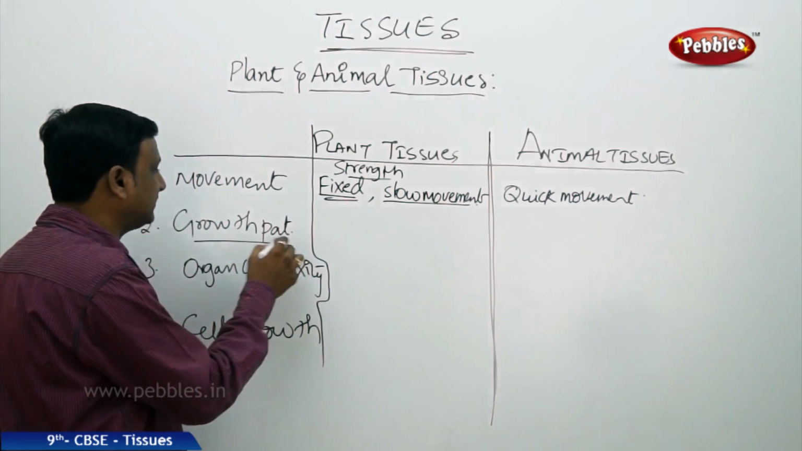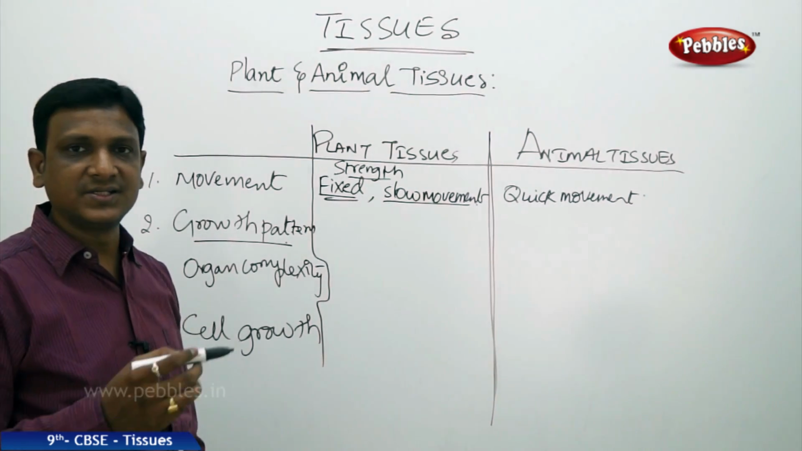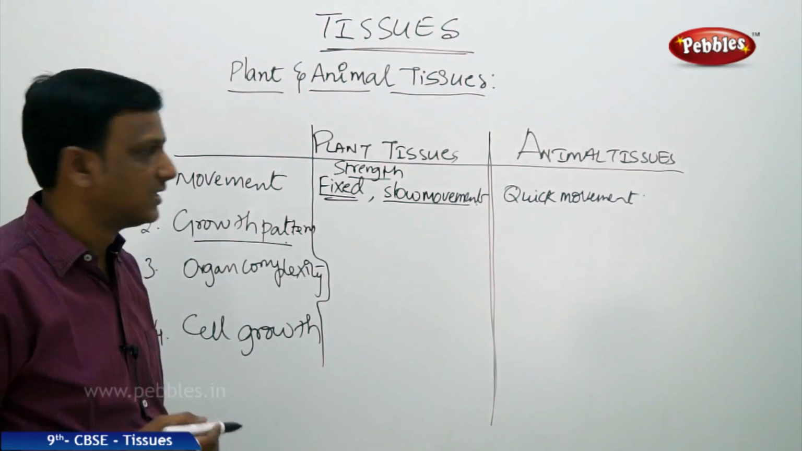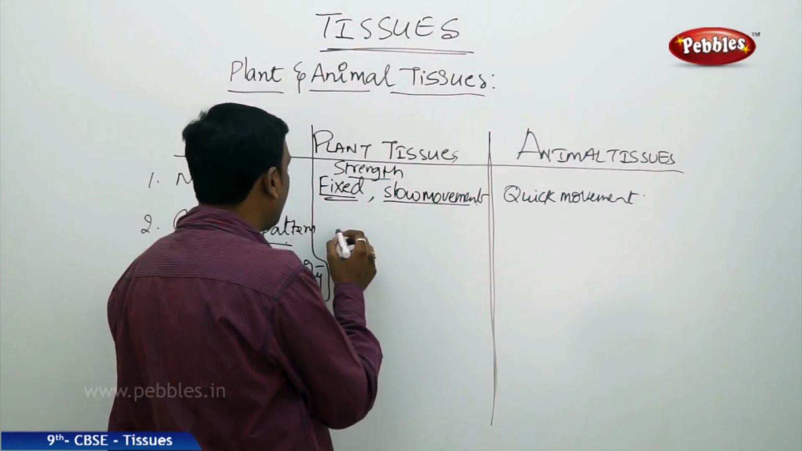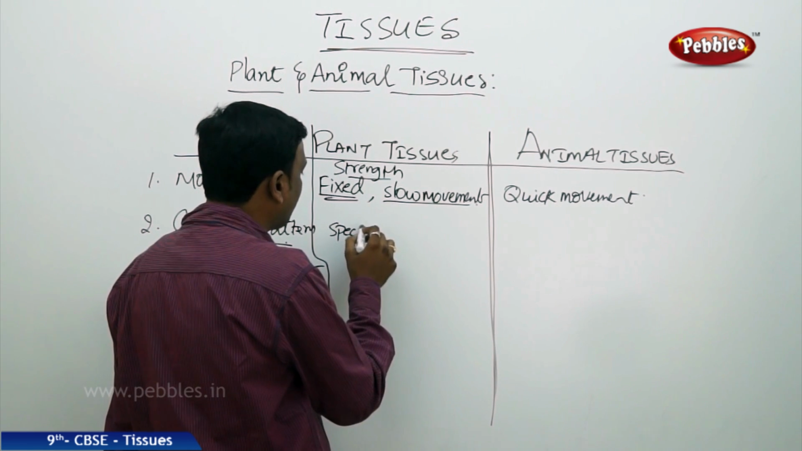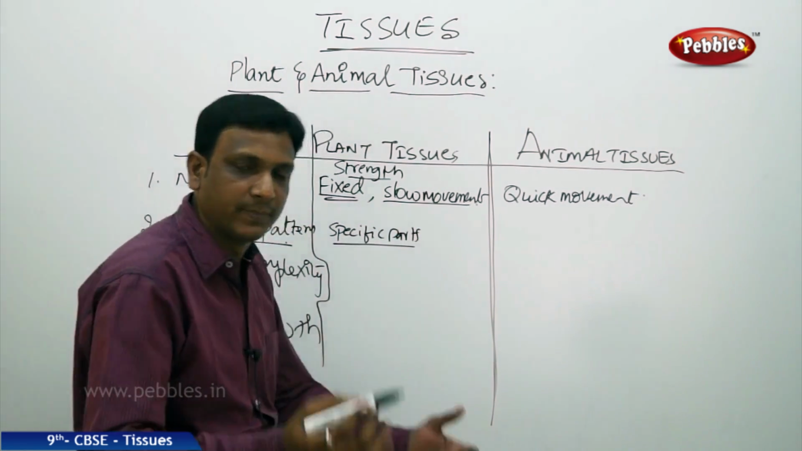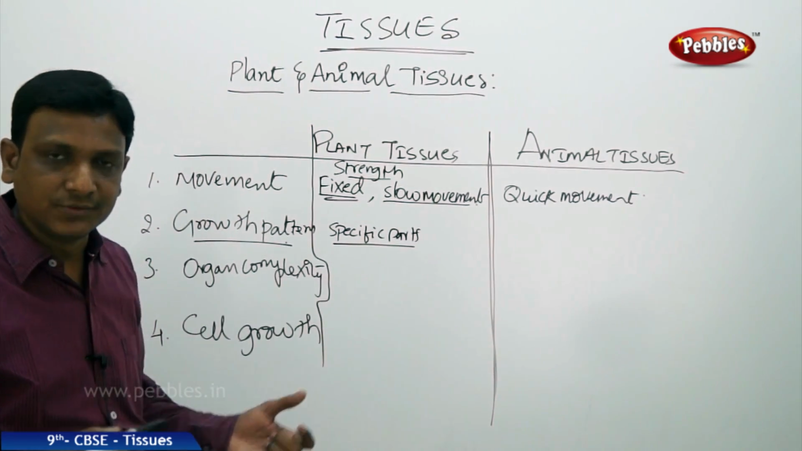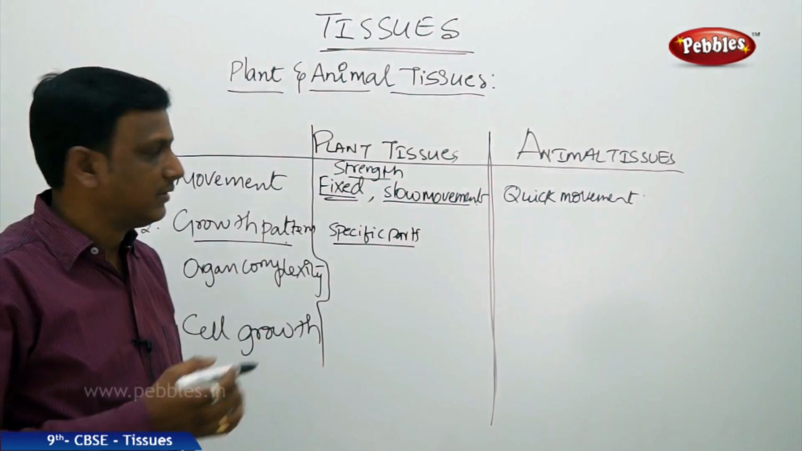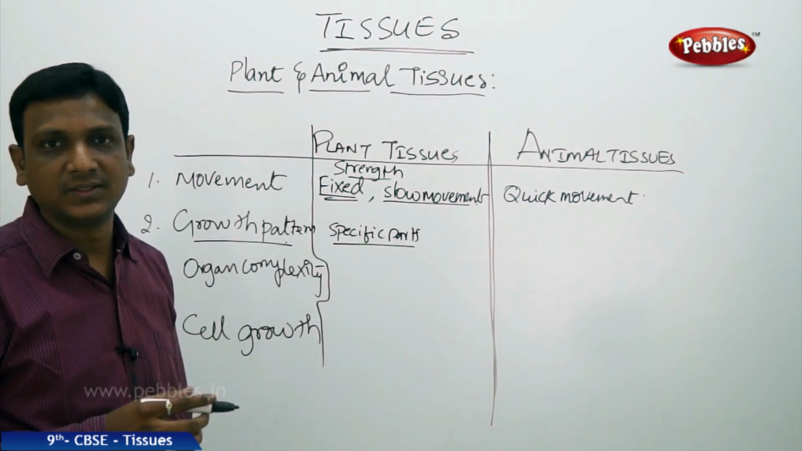And the second difference is growth pattern. Plants and animals differ in their growth patterns. How do they differ in their growth patterns? Plants have growth in specific tissues, specific parts. Growth is found only in the specific parts of a plant. The whole plant is not uniformly grown up. So the growth is focused on certain parts of the plant.